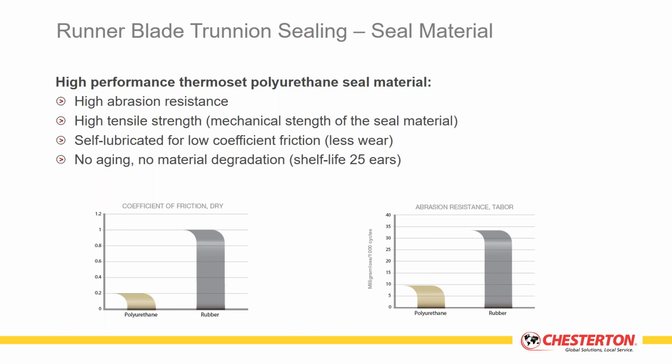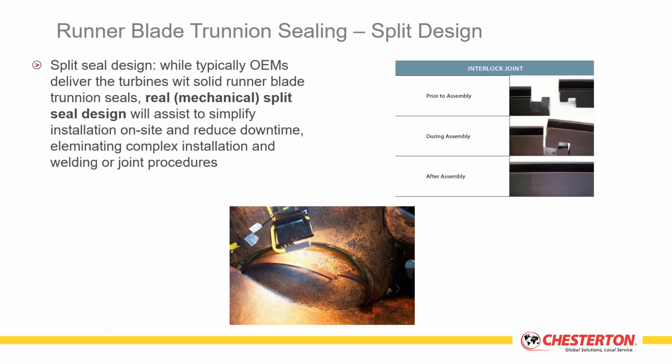In the two charts, we compare the coefficient of friction, where the polyurethane has 0.2 compared to the rubber, which is in the range of 1. So this is one fifth. On the right-hand side, we compared the typical abrasion resistance of polyurethane and rubber, and the polyurethane has much higher abrasion resistance, which is extremely important in an application where the seal is going to face boundary or mixed lubrication. Split is extremely important.